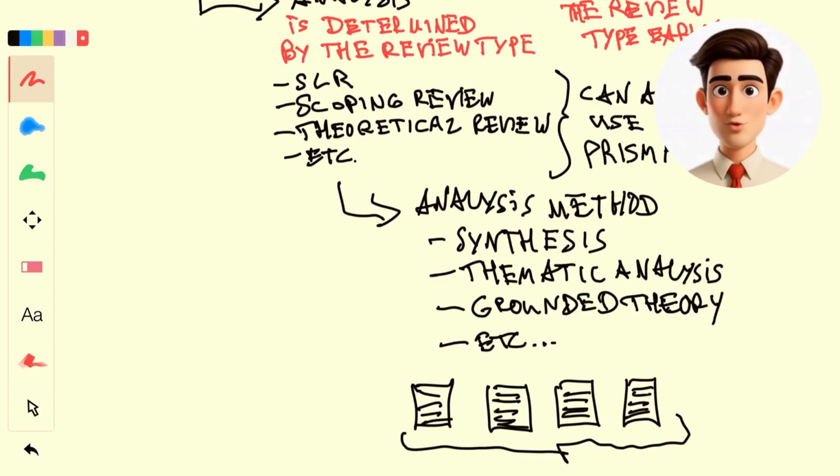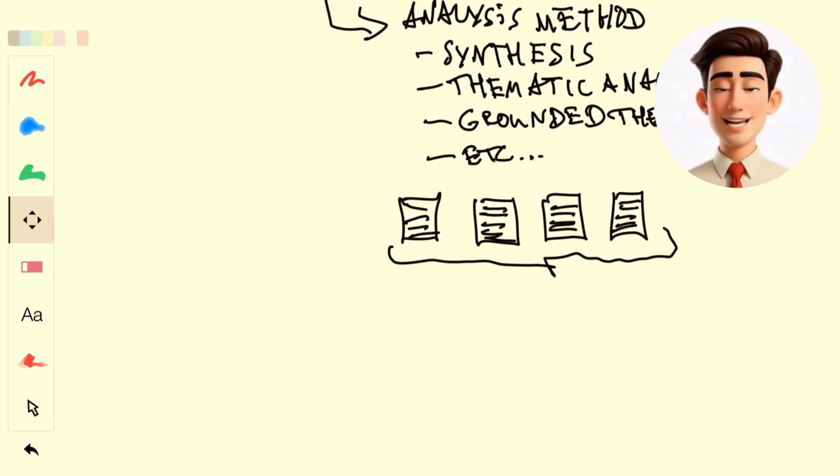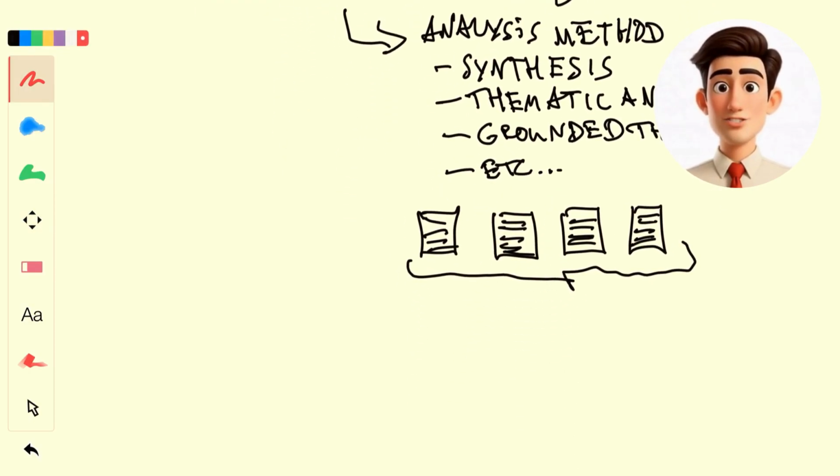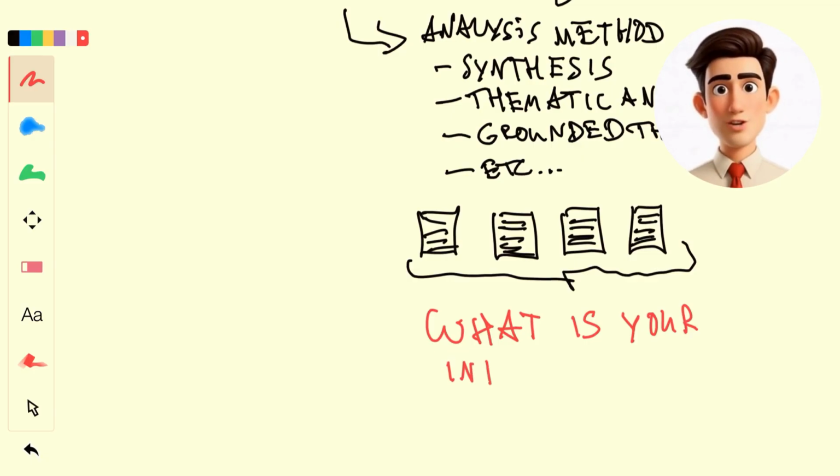Let me give you a simple metaphor. PRISMA is like airport security. It tells us who got through the gate. These papers were checked. These papers were excluded. These papers made it onto the plane. But PRISMA does not tell us where the plane is going. That is your analysis method. And without that destination, your review is just a list of passengers.